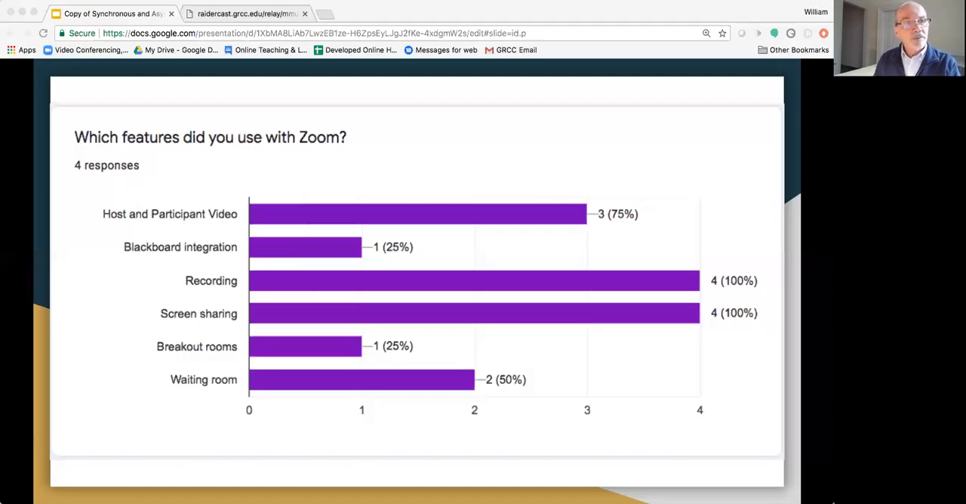Oh yeah, Blackboard integration of Zoom. Some of our faculty didn't know that there were some big advantages, and they ended up just posting a link to their Zoom room. But obviously Zoom can be integrated with Blackboard, and there are some advantages to doing that.